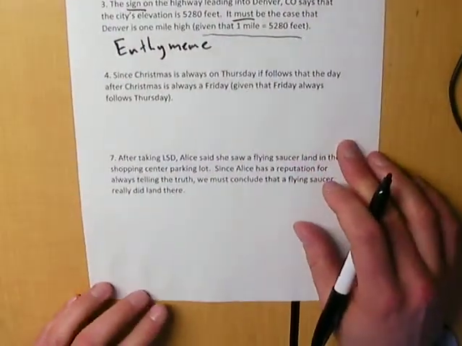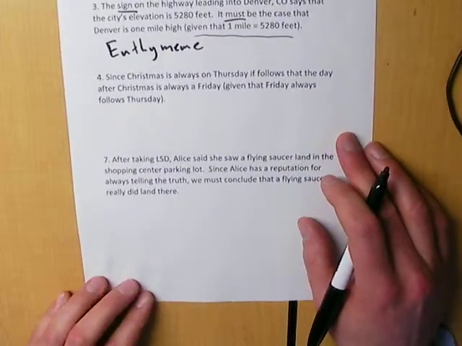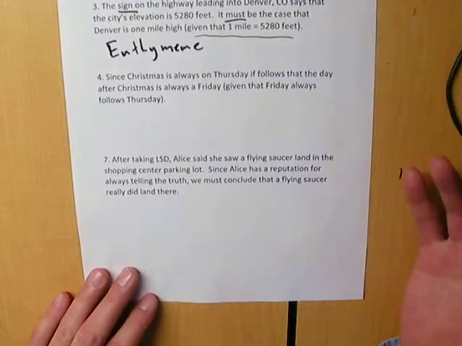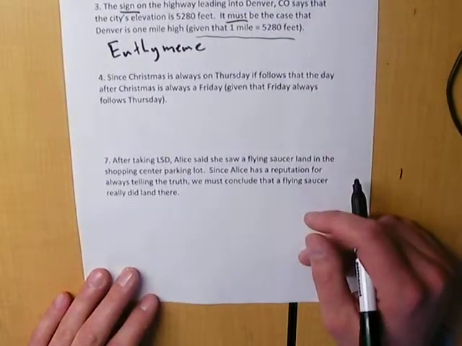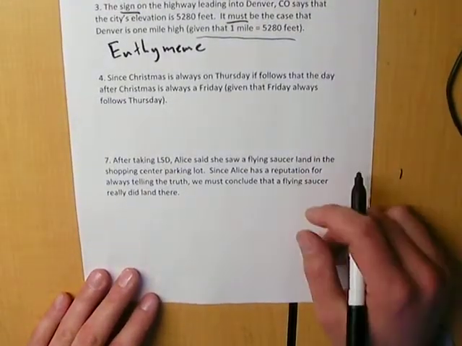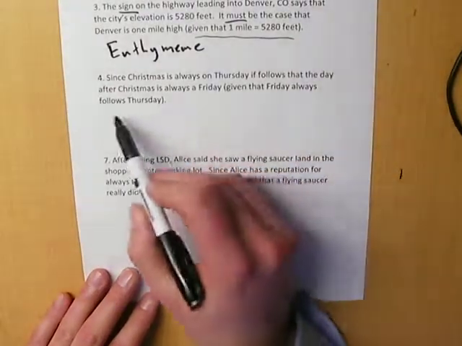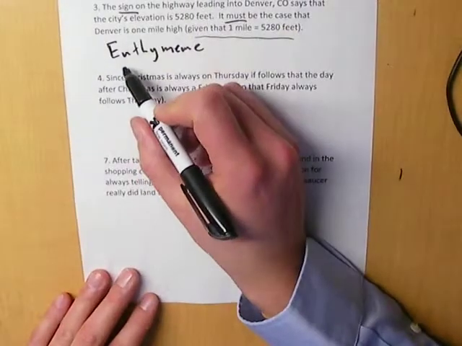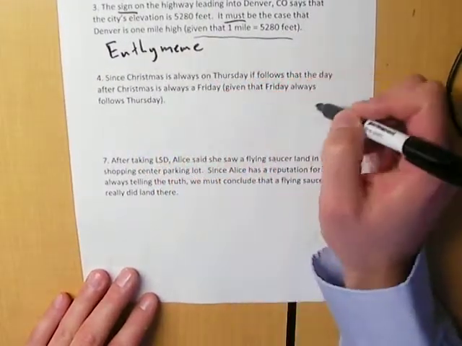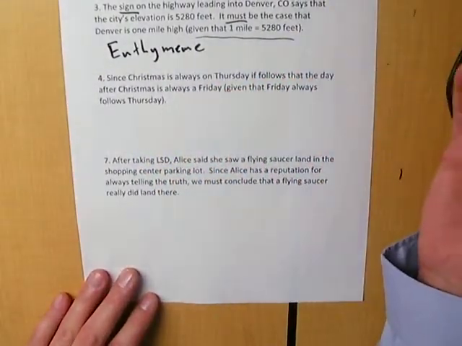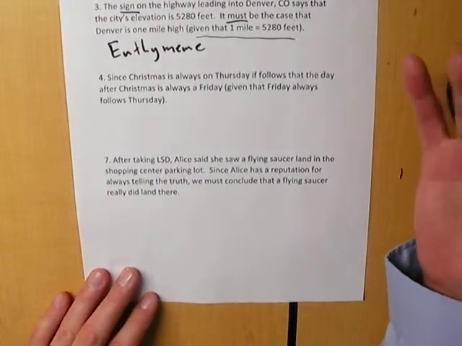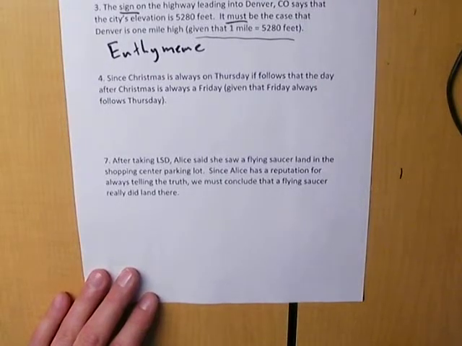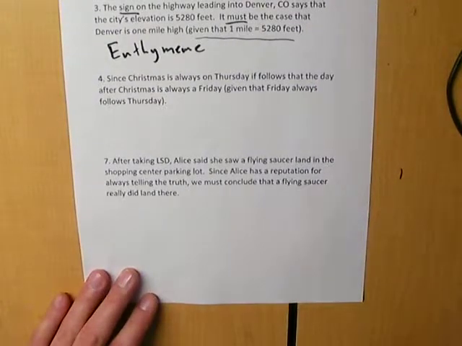The fourth one from the text. Since Christmas is always on Thursday, it follows that the day after Christmas is always a Friday. And again, there's technically a missing premise here. I've noted it parenthetically, given that Friday always follows Thursday. So again, we have an enthymeme. There's a missing premise. It's innocent enough. It's harmless. The missing premise is, again, common, obvious background information. We know that Friday follows Thursday.